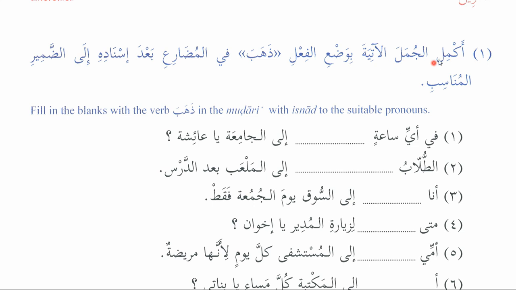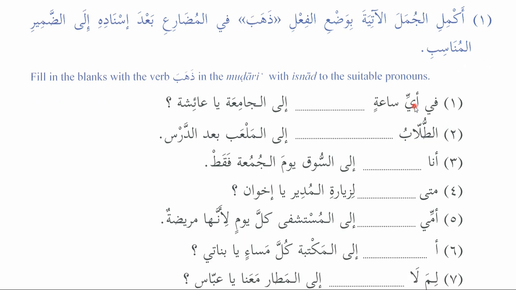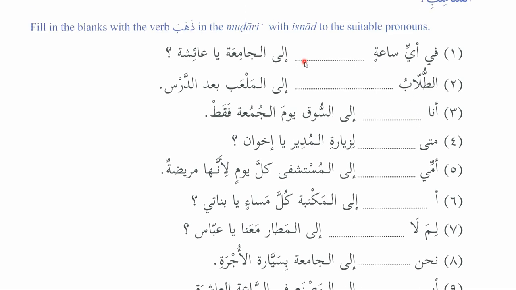Akmil al-jumal al-atiya. Akmil is to complete, jumal al-atiya, the following sentences. Biwad'i fail dhahaba fil mudari, by putting the fail dhahaba in the mudari form, ba'da isnadihi, after its form, different forms that you've just learned in the table, ila damir al-munasib, attached with the suitable damir. So let's see how you are going to fill in the verb dhahaba with the correct form of the fi'l with the correct damir.